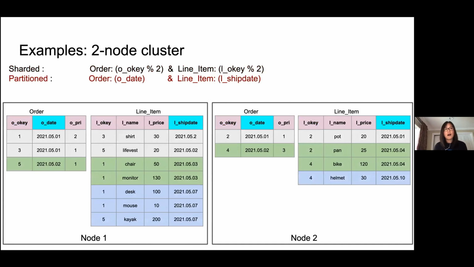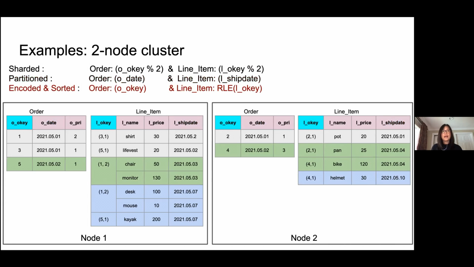And now we partition further. For each node, we partition the order table on order date and the line item table on ship date. If you look at node number 1 and the order table, the order on May 1st goes to the gray partition, and the order on May 2nd goes to the green partition, and similarly for the line item table.